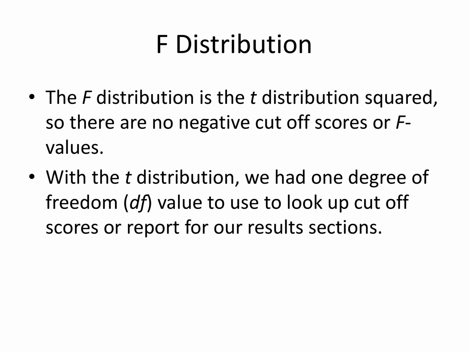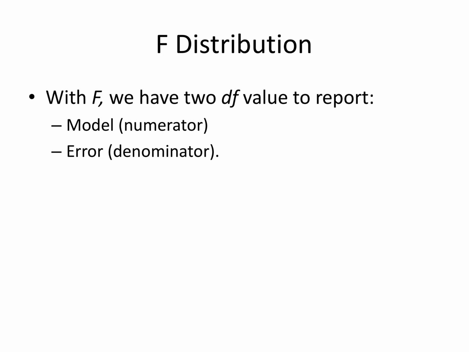When we were looking at the T distribution, we had 1 degree of freedom that we sort of used to look up cutoff scores. This was n-1 normally, and that's how we reported in our results sections. However, with F, we're going to have 2 degrees of freedom. One is for our model, or our numerator F, or sometimes thought of as the number of groups, and then our error term, or the denominator F, which is based on the number of people in each group.